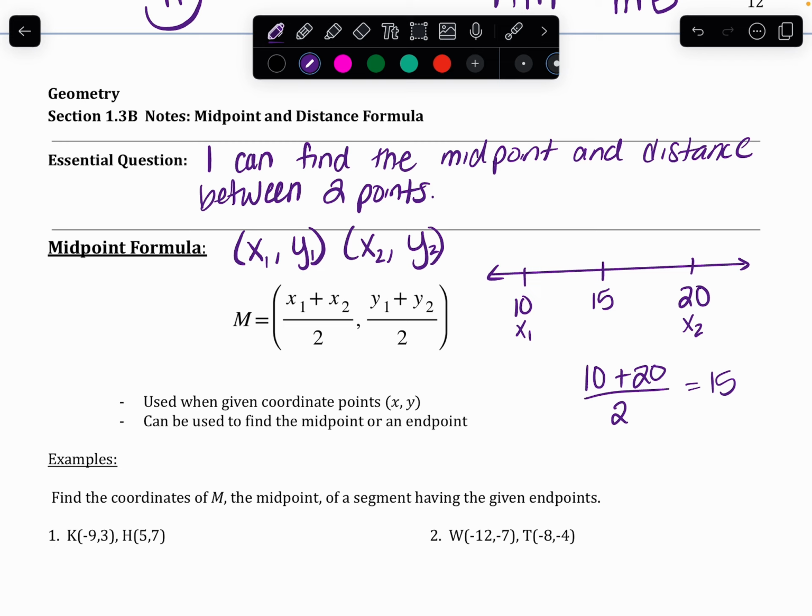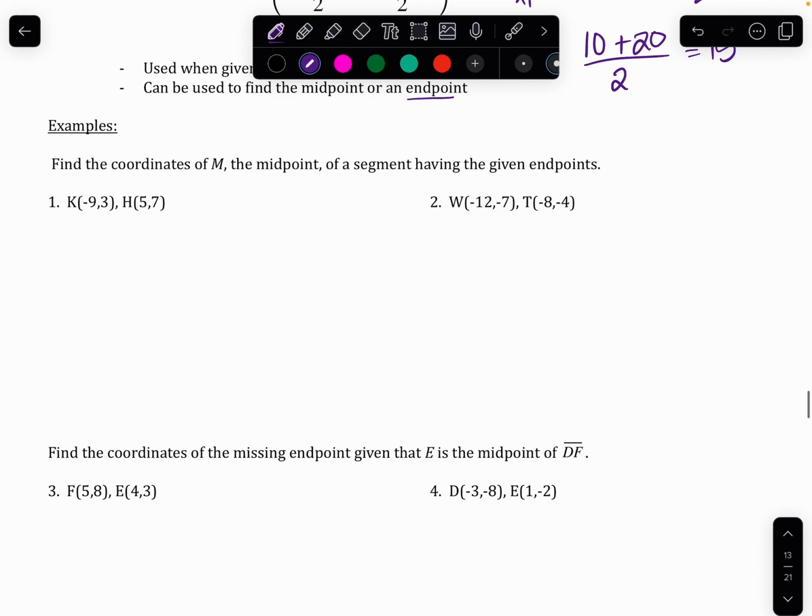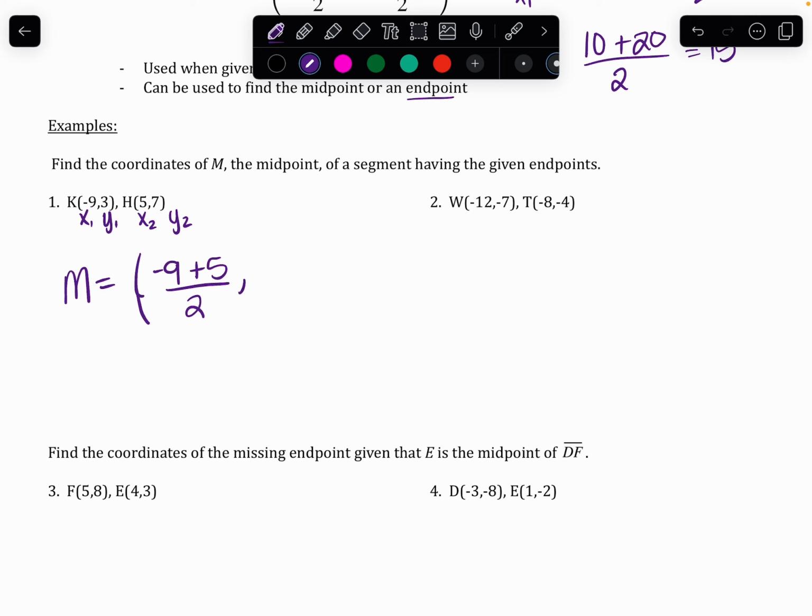It can also be used to find an endpoint. So let's practice that. So we have the 2 points, K and H, and we're going to say that this is our first point, so we're going to let that one be x1 and y1, and then this is our second point, so x2 and y2. For the midpoint between those two, you are going to first find the x coordinate, so -9 plus 5, and divide that by 2. So I'm just using the x's there to find the x coordinate. And then to find the y coordinate, you're going to do y1 plus y2 divided by 2.